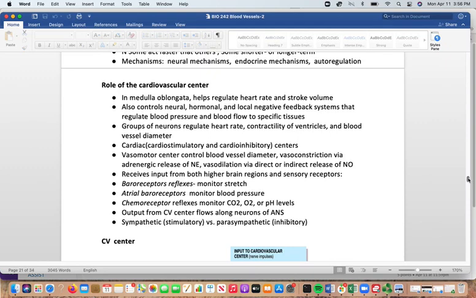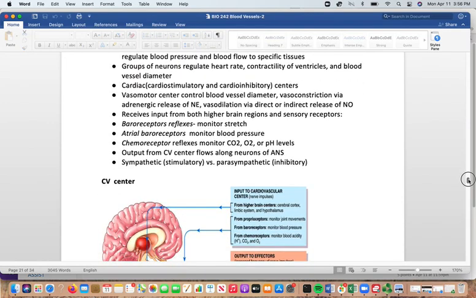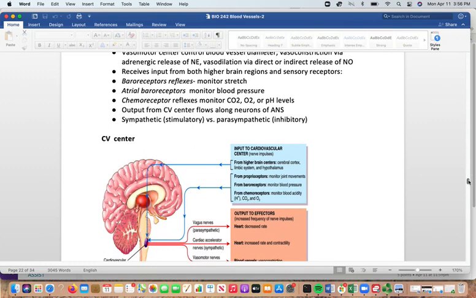The cardiovascular center is going to have input come from both the higher brain regions as well as sensory receptors. So what's going on in the head as well as the body is going to influence this. We have baroreceptors that are going to monitor stretch, and we have atrial baroreceptors that are going to monitor blood pressure. The chemoreceptors are going to monitor carbon dioxide, oxygen, and pH levels. So your output from the cardiovascular center is going to flow along your autonomic nervous system. And then you can have the stimulatory effect from the sympathetics or the inhibitory effect from the parasympathetics.